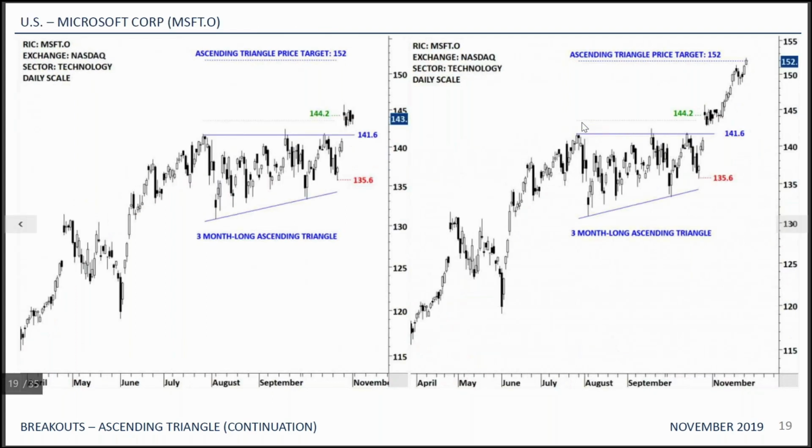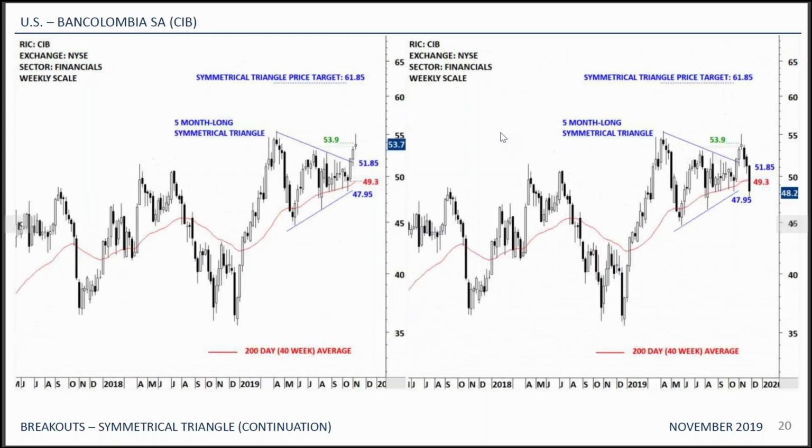Here is another ascending triangle. This time it's a shorter duration. This is a daily scale price chart, a 3-month long ascending triangle on Microsoft. Several tests of chart pattern boundary. Breakout takes place with a breakaway gap. This is the day, the closing day, above the breakout confirmation level. Chart pattern boundary. A short-term consolidation that's taking place, and then the trend resumes higher to reach its chart pattern price target. This is again a breakout that took place in November.